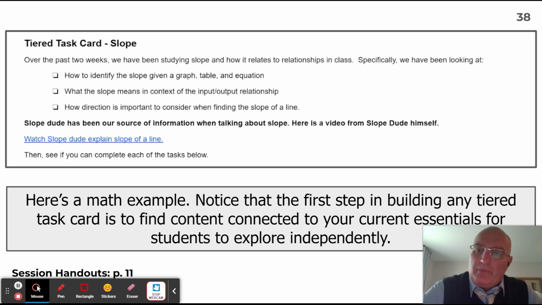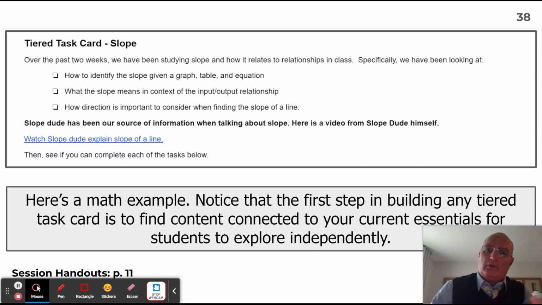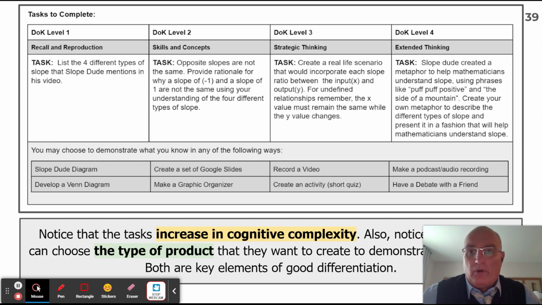Here's another example for math. Notice that the top of the document works the same. Here's our essential outcomes, and here's some external content to explore. In this particular case, the external content happens to be a YouTube video from a guy named Slope Dude. This was an 8th grade math teacher teaching his students about slope. He went and found some external content. That external content was a video from a guy named Slope Dude. Student's job? When you're ready, we'd like you to turn to your tiered task card and watch the video from Slope Dude. Bottom of the doc looks the same though, right?